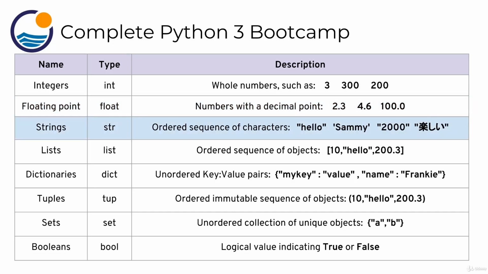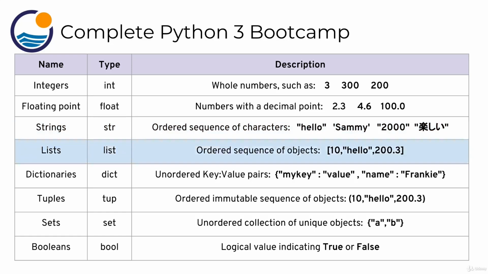Then after that, we have strings, and strings are an ordered sequence of characters. You can think of these as just words, but you should also note they can be numbers as well as foreign characters inside of a string. The main thing that denotes a string is that it has either double quotes or single quotes. Here we can see we have hello in double quotes, Sammy in single quotes. We have the digits of 2000 inside double quotes. That makes it a string. It's no longer just an integer because it has double quotes around it. And then you can also see we have some Japanese characters inside double quotes.